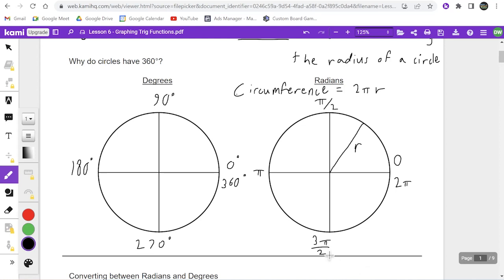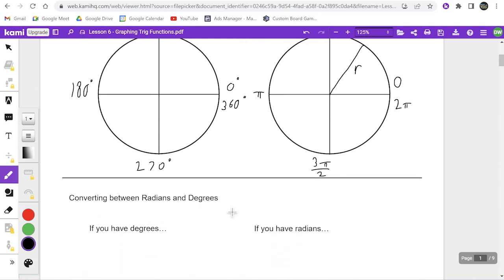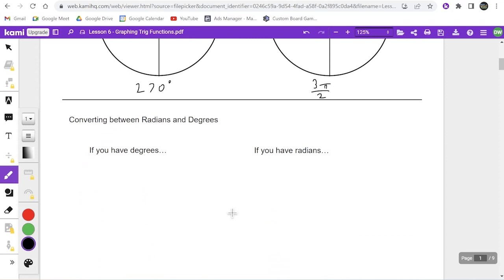So let's talk about how you can convert between radians and degrees because that's a very helpful skill to know. So here's the formulas that I'm going to give you and I recommend memorizing. If you have degrees and you want to solve for radians, then the number of radians is going to equal your degree measurement, and then you multiply by numerator pi radians, denominator 180 degrees.